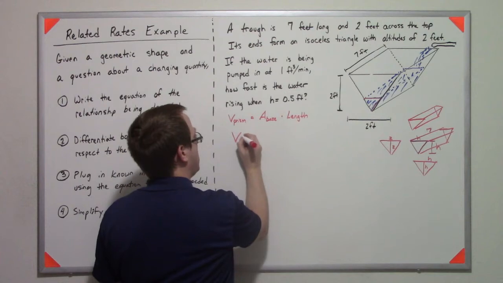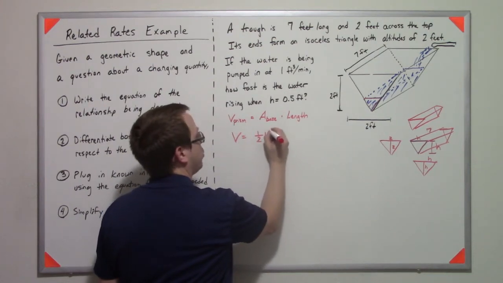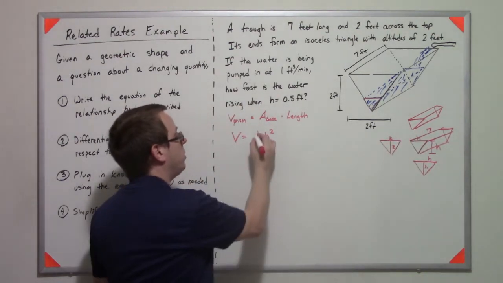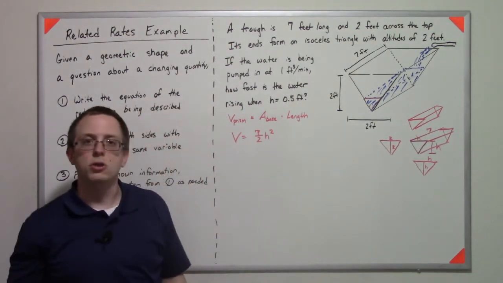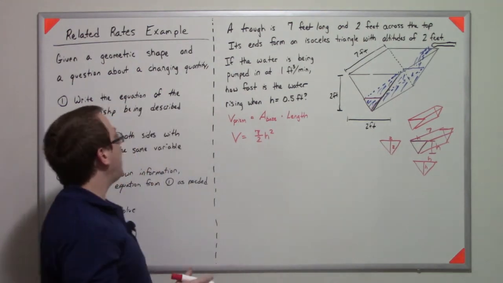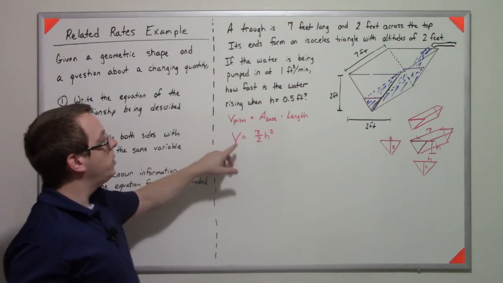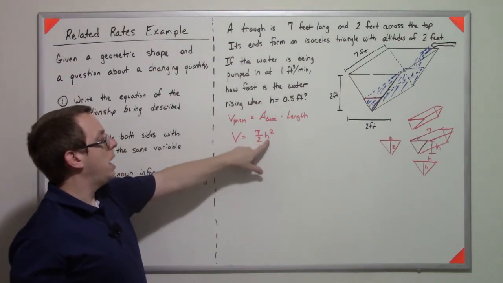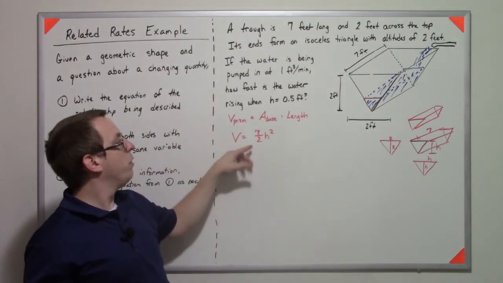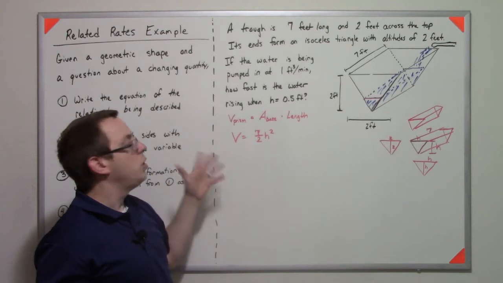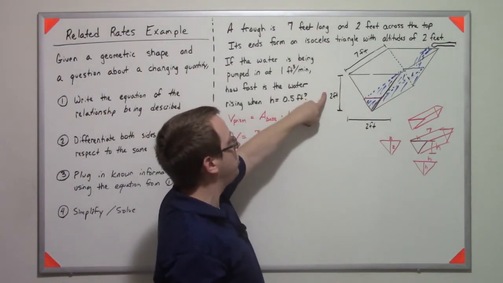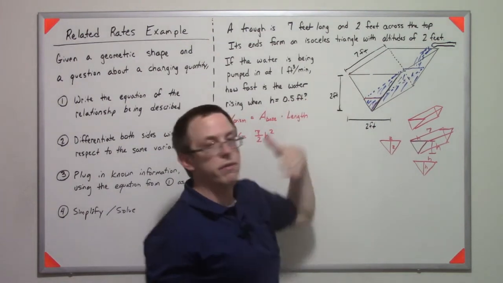Well, I know that. So V is 1/2 h squared, and I know that the length is always 7. So it's 7/2 h squared. So at this point, I have a volume. Notice that in the case where h was 2, all the way up, you're going to have a volume of 14 cubic feet, which is about what you'd expect. 1/2 times 2 is 1, 2 times 7 is 14.